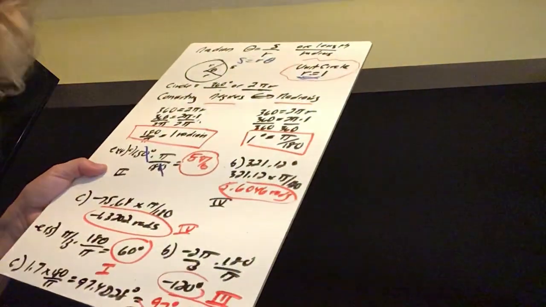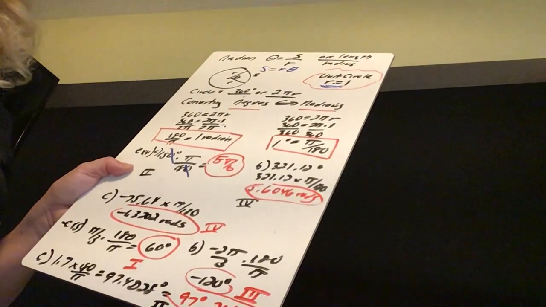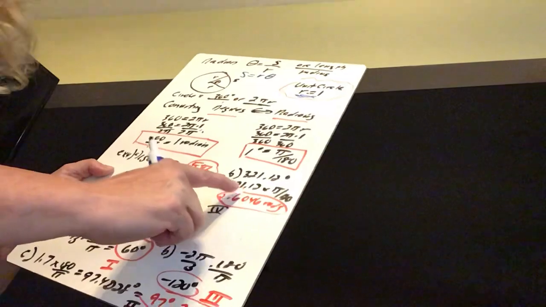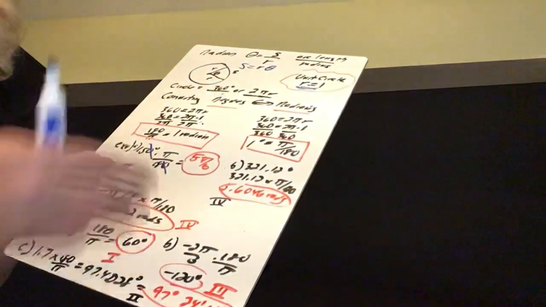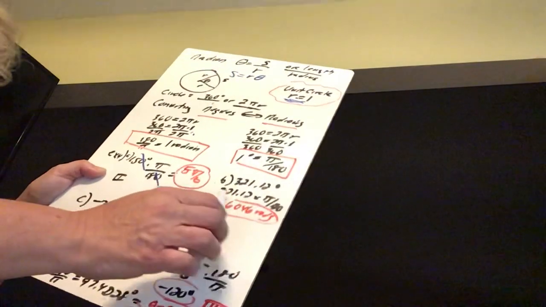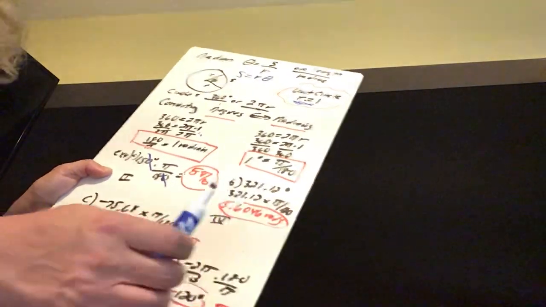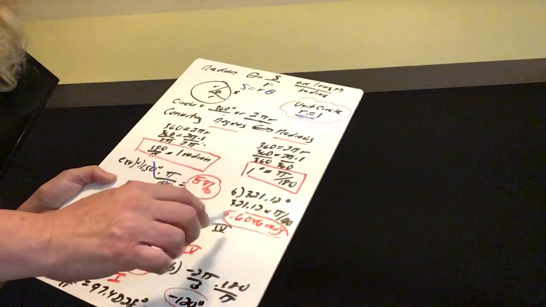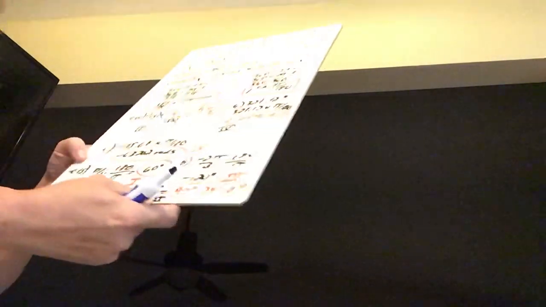I have 321.12 degrees, all right? So if I multiply this out, this is not a nice whole number, it's not going to reduce. So unless I have a nice fraction like this, we're going to go ahead and multiply out pi and divide by 180. So I get 5.6046 radians, which is in quadrant 4.